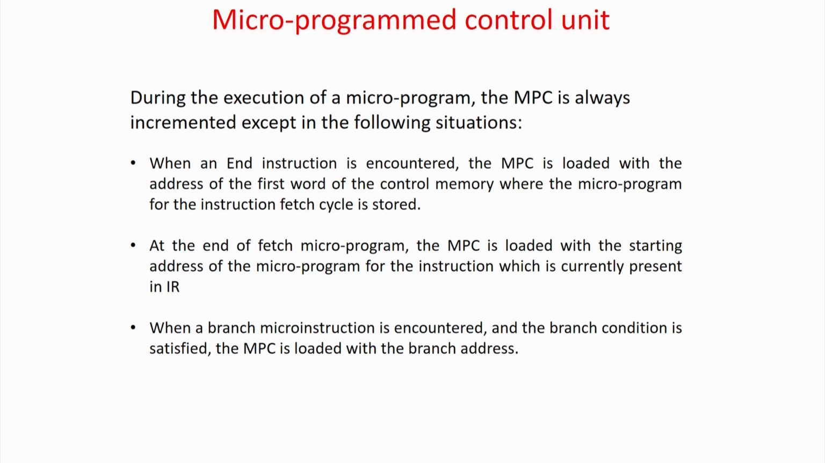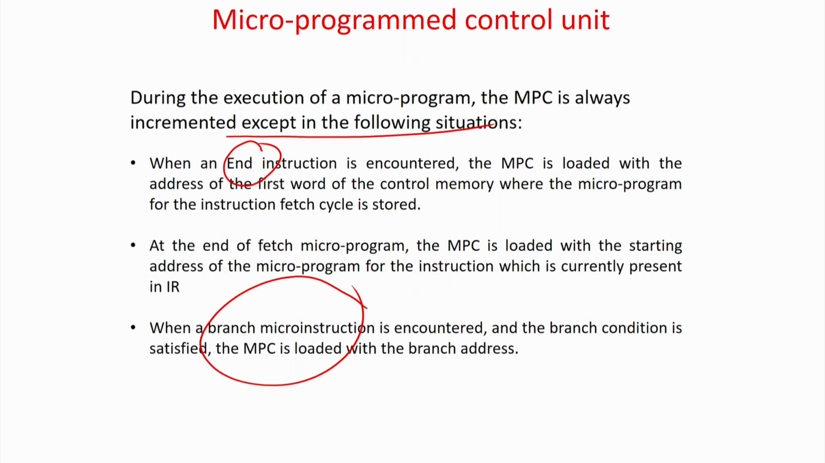Now if you look at this slide, it tells in a more formal manner what I was saying: during the execution of a microprogram control, the MPC is always incremented, except for the branch condition. This is very obvious, that whenever there is a branch, it will go to another place. But there are two other cases where it does not always increment. One is when an end instruction is encountered. So what is an end instruction?